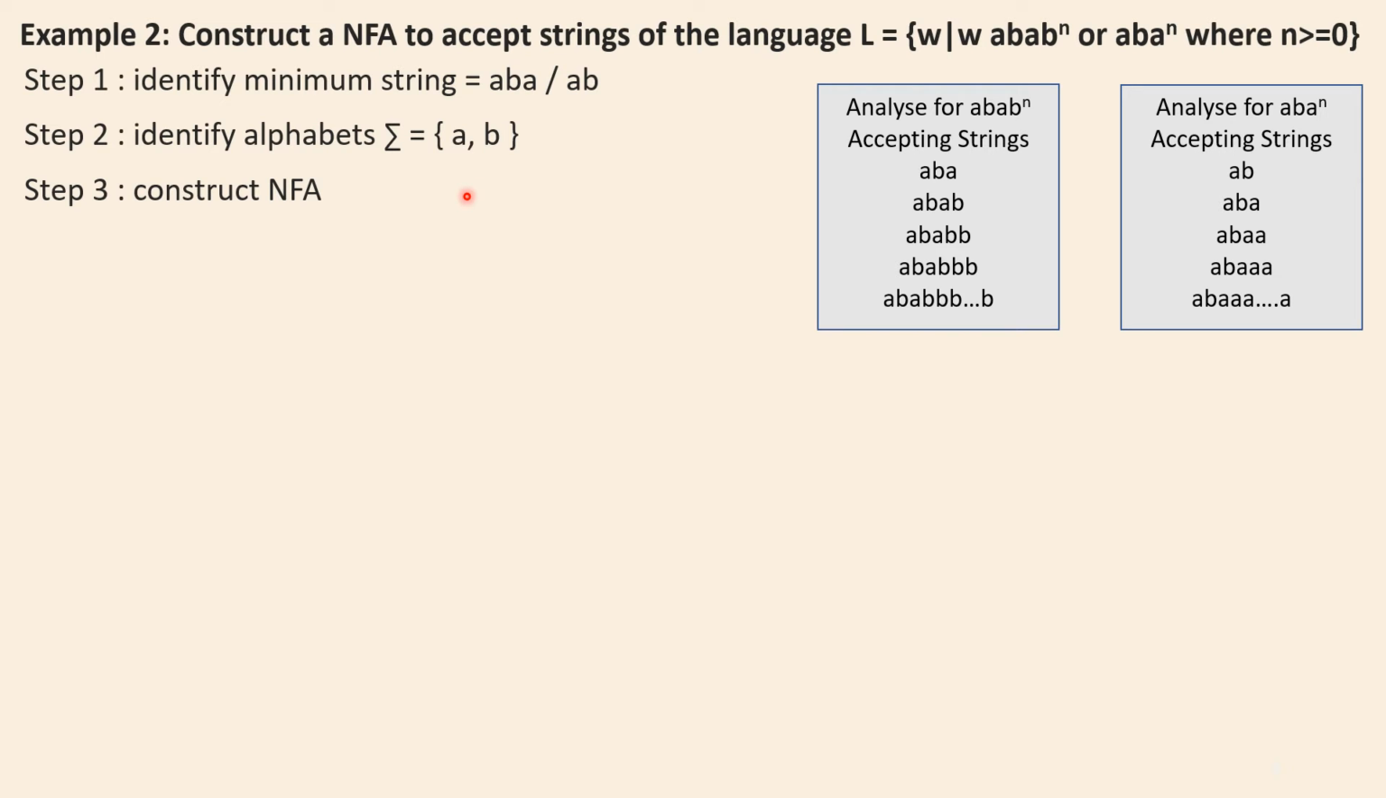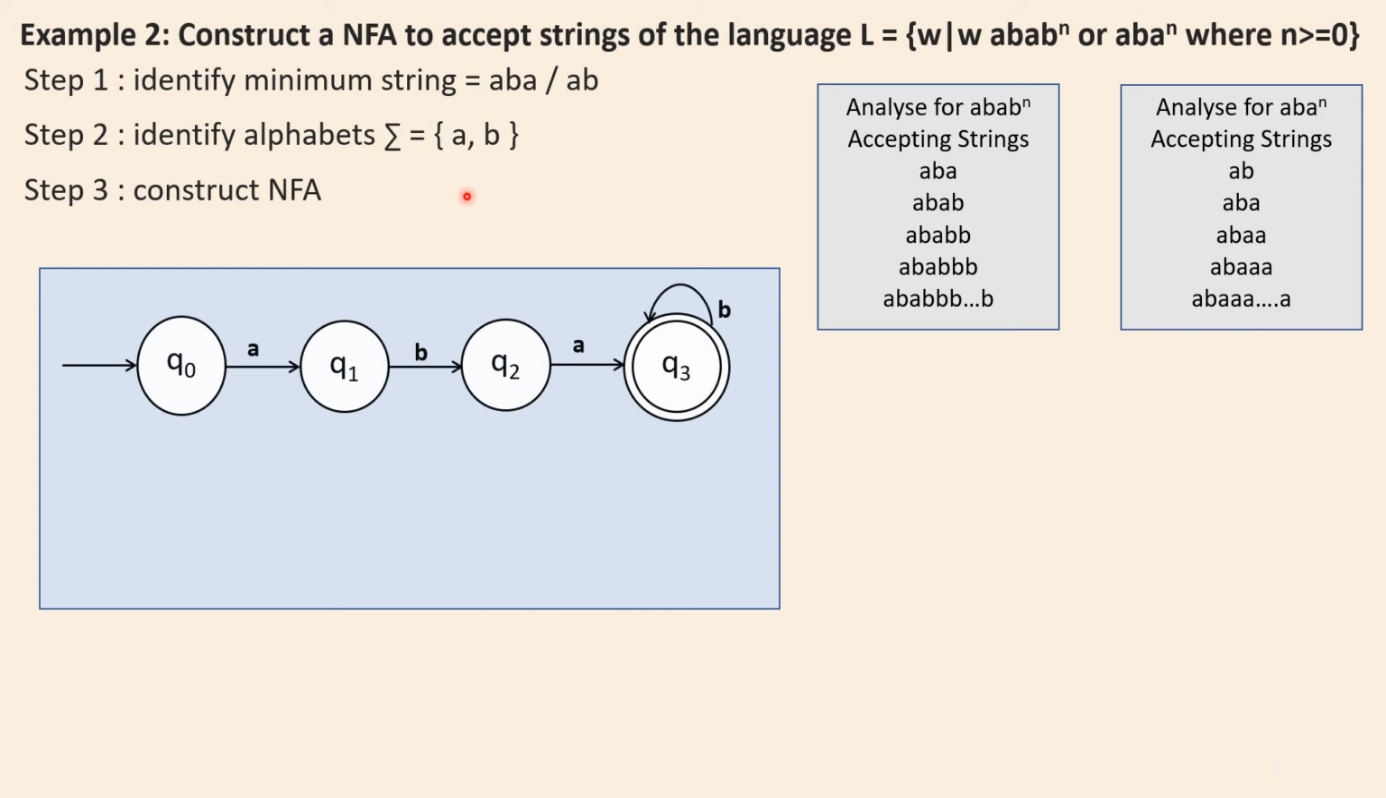So let us construct the NFA. First we will construct for AB^n A. The minimum string is ABA. So on Q0, A goes to Q1, on B it goes to Q2, and again on A it goes to Q3. So the minimum string ABA is accepted. After that, n number of B's can repeat, and that is also in the final state. Q3 is the final state.